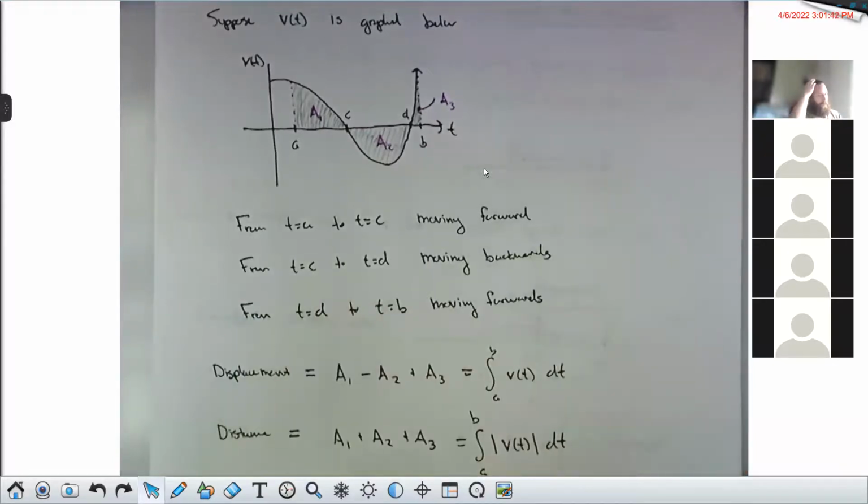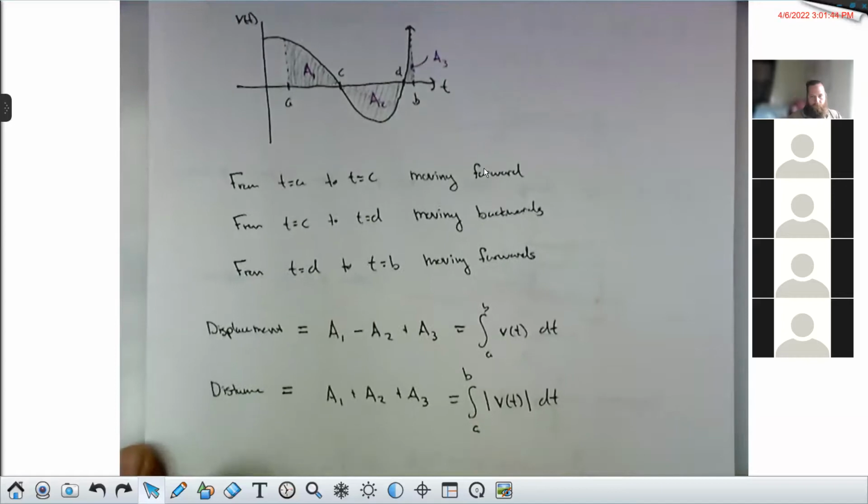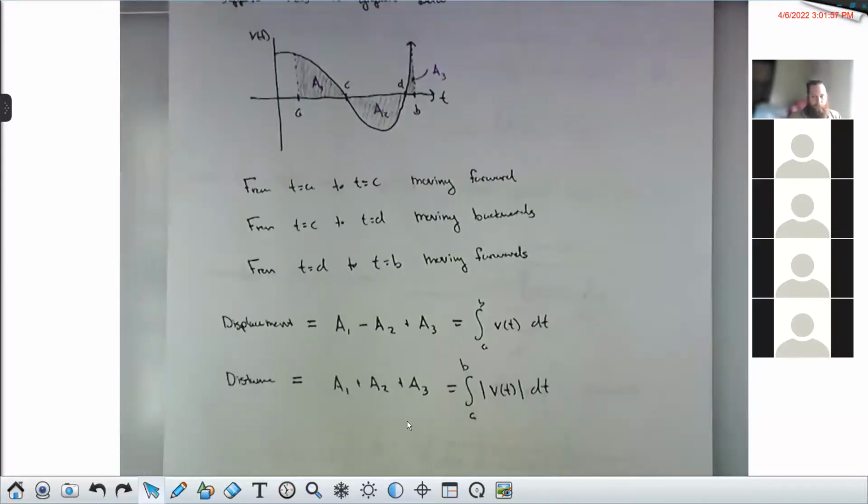And you might be wondering, well, how does one compute such an integral? Like if v of t was t squared minus 2t, how do you integrate from A to B something like the absolute value of t squared minus 2t? The answer is you split it up. You split it up using the property that we talked about last time. Integral A to B is integral A to C plus integral C to B.